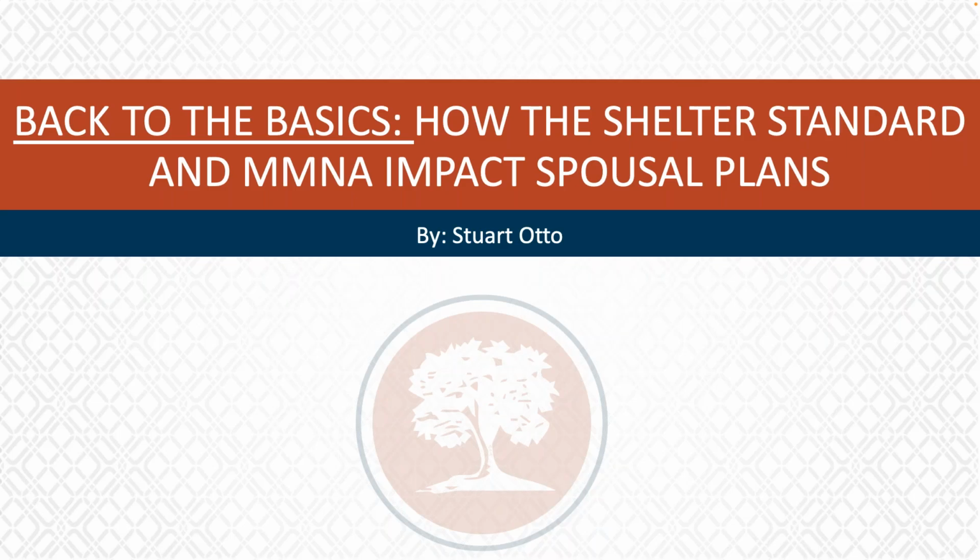And today, what we're going to be presenting on is the Shelter Standard and the Minimum Monthly Maintenance Needs Allowance, and specifically how those two variables impact the spousal plans. So this might be a little bit of a trip back down to the basics of Medicaid planning, but I figured with the July updates to the Shelter Standard and the minimum MMNA, this would be a good time as any to revisit these variables and see how they impact planning, because there's a lot of different ways they can really impact planning for the benefit of your clients.